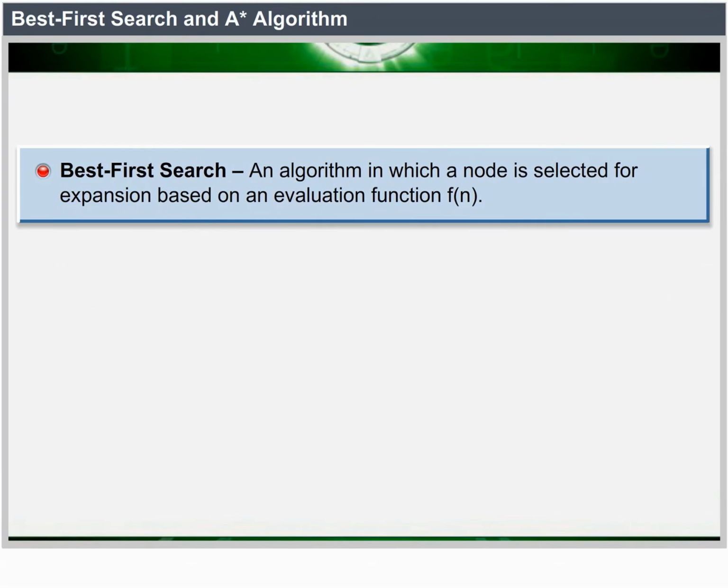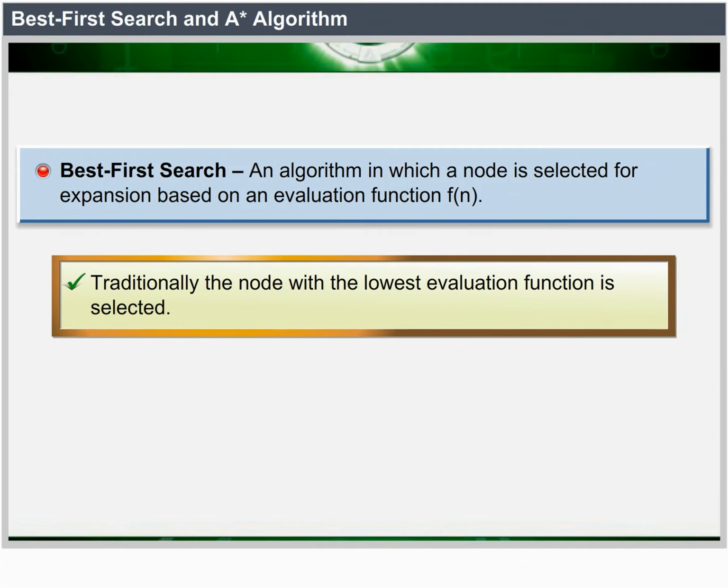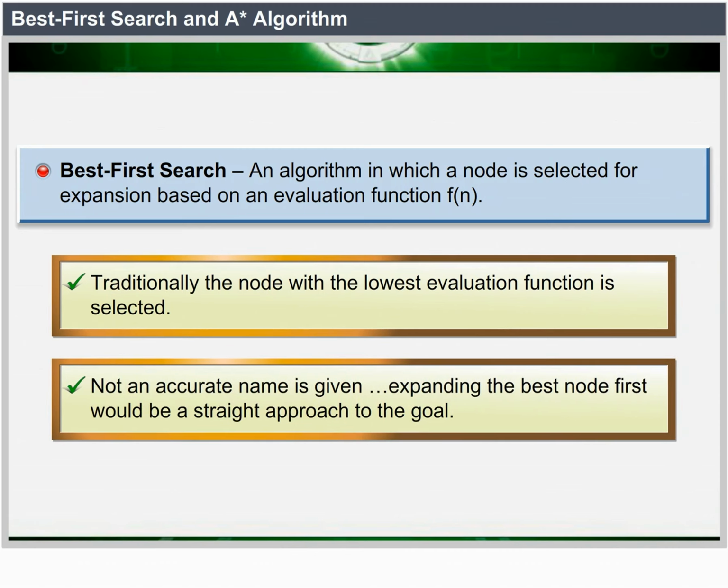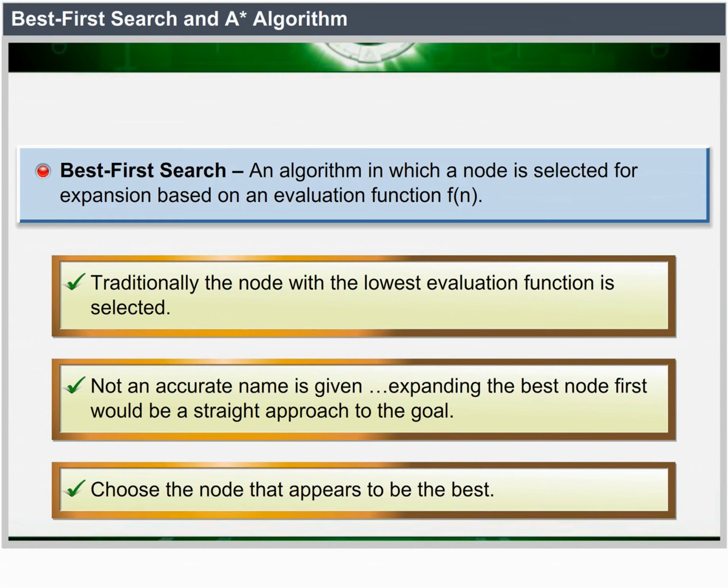Best first search is an algorithm in which a node is selected for expansion based on an evaluation function f(n). Traditionally, the node with the lowest evaluation function is selected. Not an accurate name is given, since expanding the best node first would be a straight approach to the goal. We choose the node that appears to be the best.